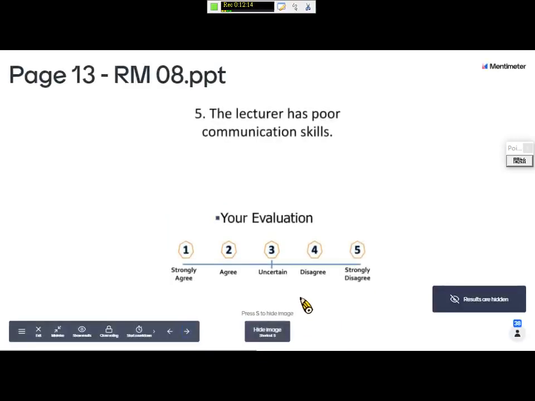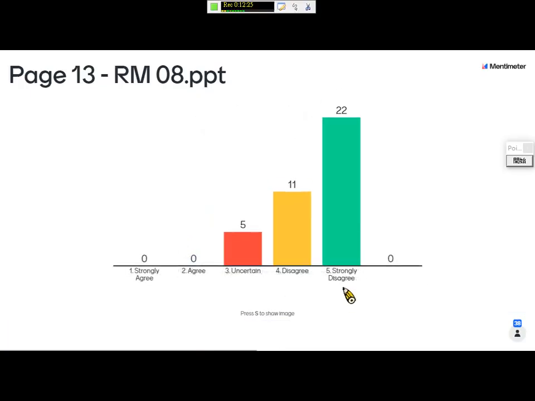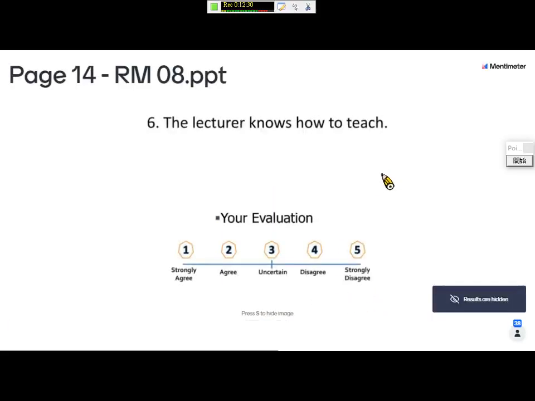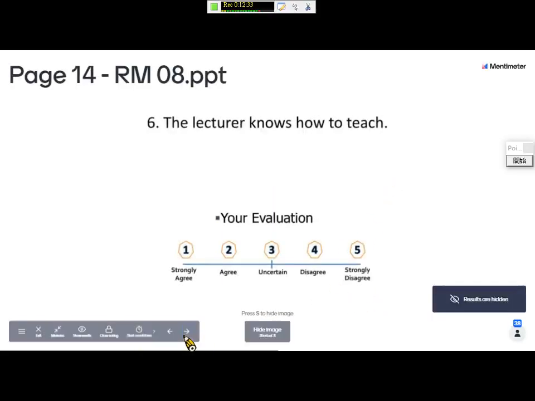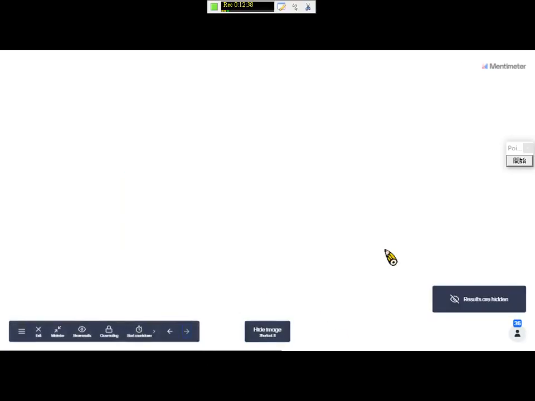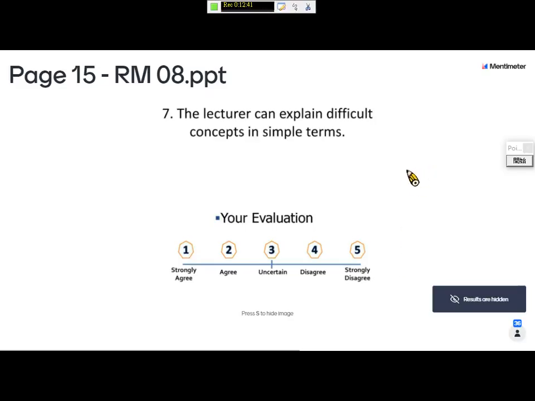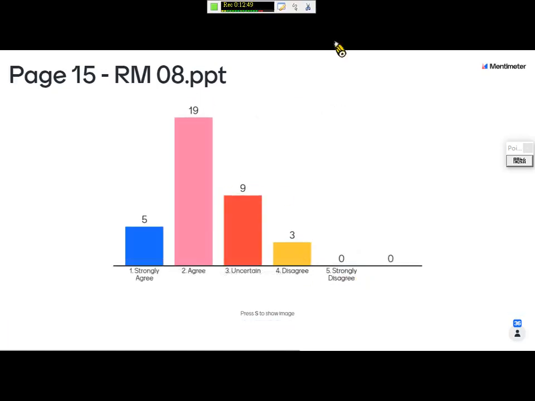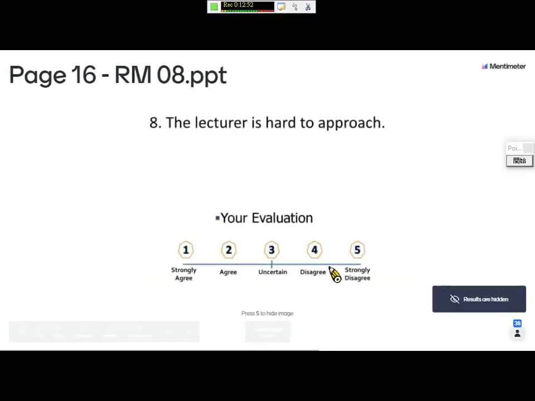Okay, and this one, the lecturer has poor communication skills. It's poor communication skills, so it is a negative question too, right? So let's see how well you have done for this one. Strongly disagree. Okay, and this one, the lecturer knows how to teach. This one is positive. And the lecturer can explain different concepts in simple terms. And let's see your answer for this one. Agree, disagree. Some students have problems with this.